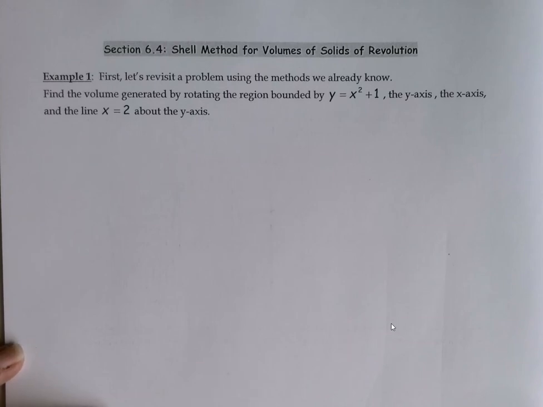We're now going to take a look at a third and final method for finding volumes of solids of revolution using what's called the shell method. First of all, we're going to revisit a problem using the methods that we already know, the disk and the washer methods, and see why we might need a third method.